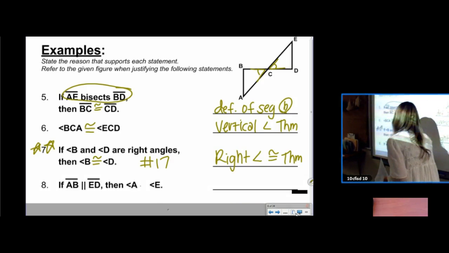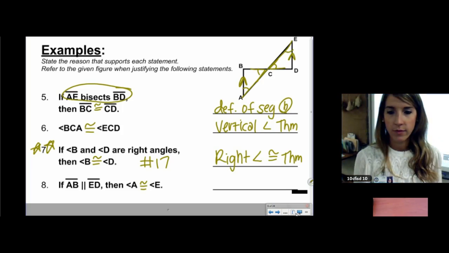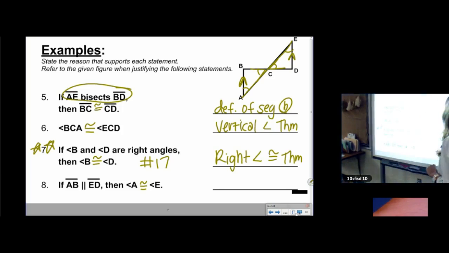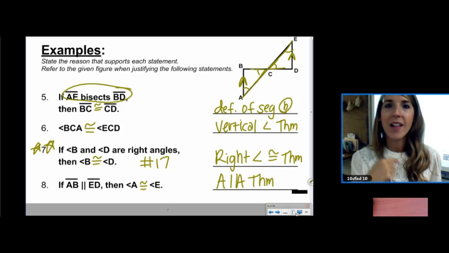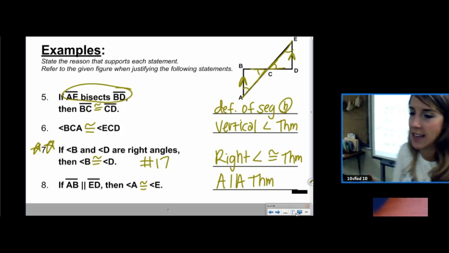Last one on this slide. If AB is parallel to ED, then angle A is congruent to angle E. Why in the world is that true? Because they are alternate interior angles. And there's a theorem out there that says if lines are parallel, then alternate interior angles are congruent. It's called the alternate interior angle theorem, and you're allowed to abbreviate it just like that.